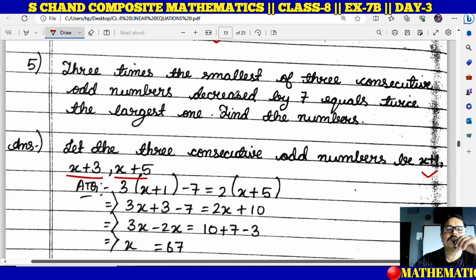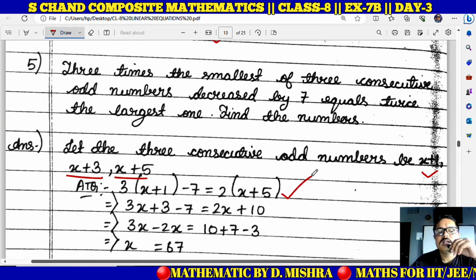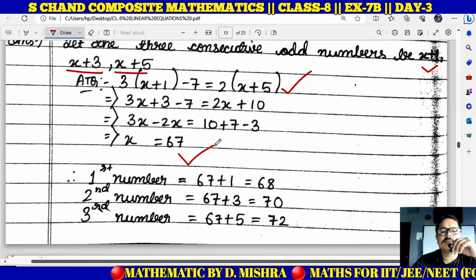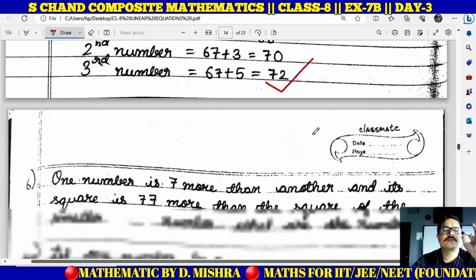Now after this, what is the condition here? 3 times the smallest of 3 consecutive odd numbers decreased by 7. 3 times the smallest. So what is the smallest here? Obviously x plus 1. So 3 into x plus 1 decreased by 7, means minus 7, is equal to twice the largest one. So what is the largest here? x plus 5. So twice of x plus 5. So this is our equation, and now we need to solve the equation. The answers are coming 68, 70 and 72.